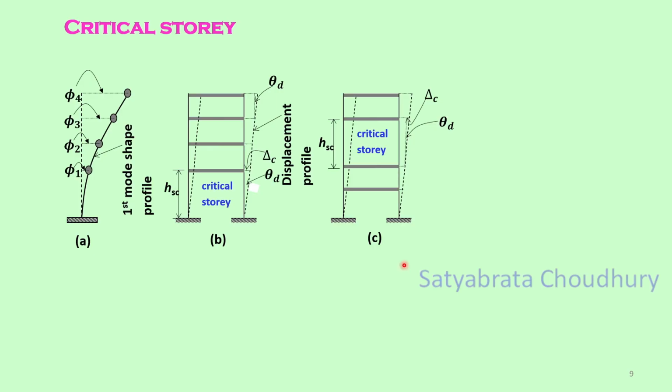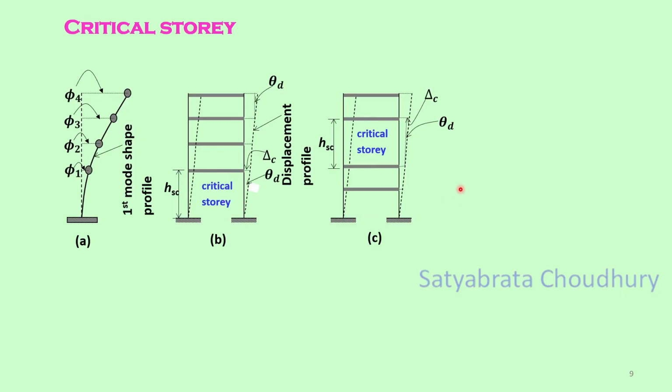Now let us see the critical story. What is the critical story? Their understanding is required for proceeding further. Critical story is that which is either the greatest interstory height, or it may be having the greatest mass in the floor above. So for this second figure, the ground story is having the highest interstory height. So this we shall call the critical story.